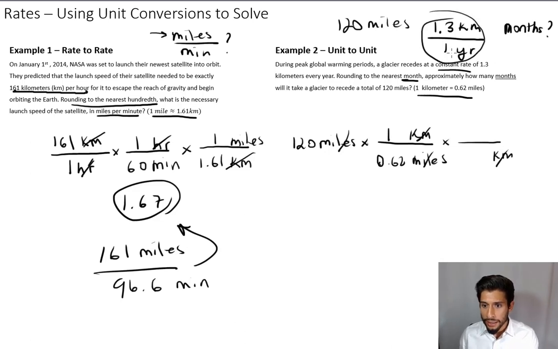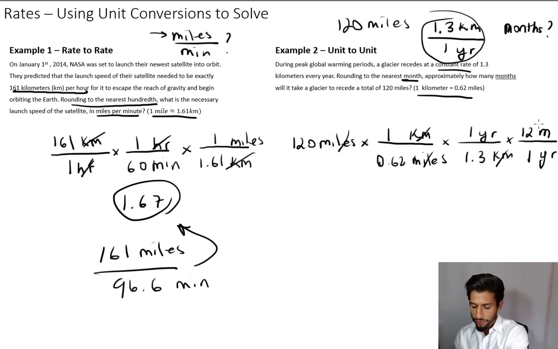Right here, right? Now, this is a little tricky, but you should know that you're allowed to flip the rate. So I can put the 1.3 kilometer at the bottom and then the 1 year at the top. Almost there, right? As of right now, I'm at years. I need to end up at months. And hopefully we all know that, so I'm gonna put year here and months here. I'm just gonna put an M. In 1 year, we have 12 months. Then you grab your calculator, 120 times 12 divided by 0.62 divided by 1.3.